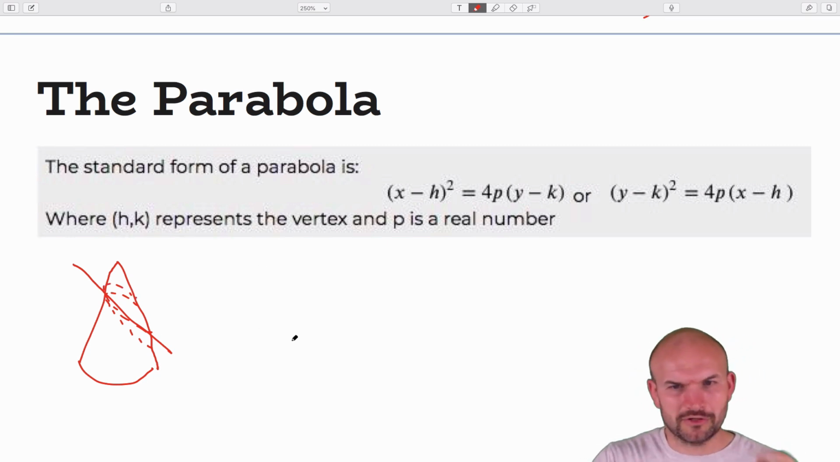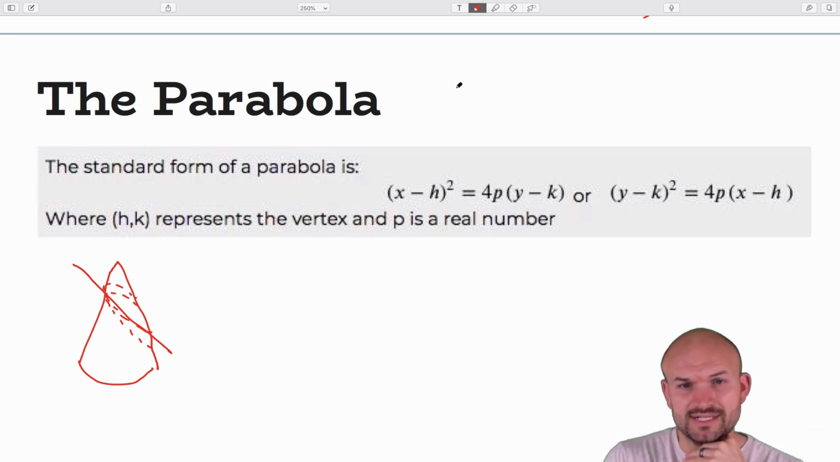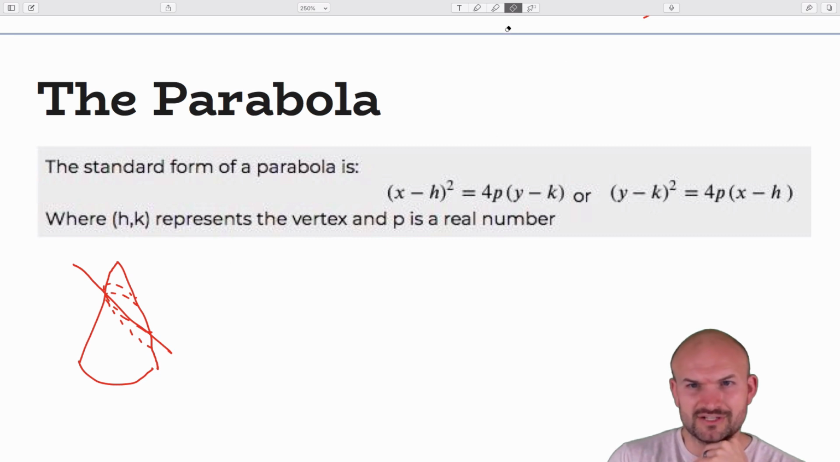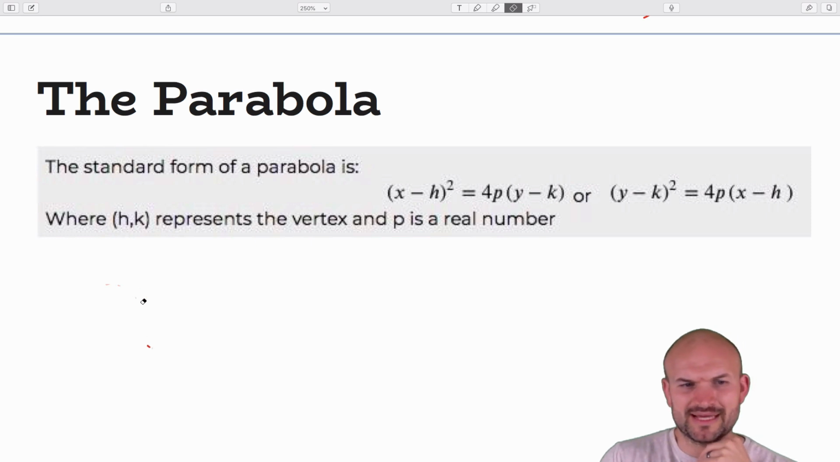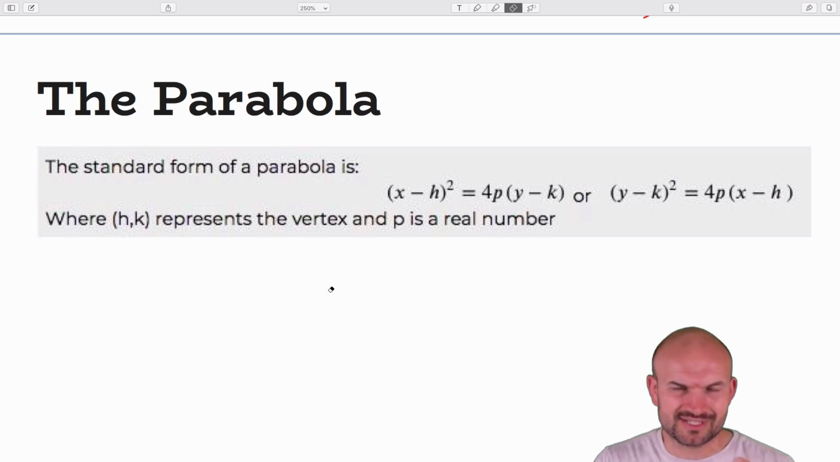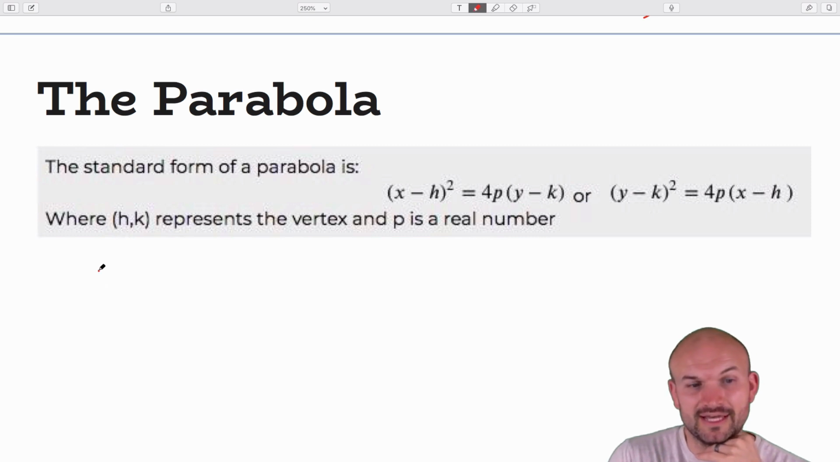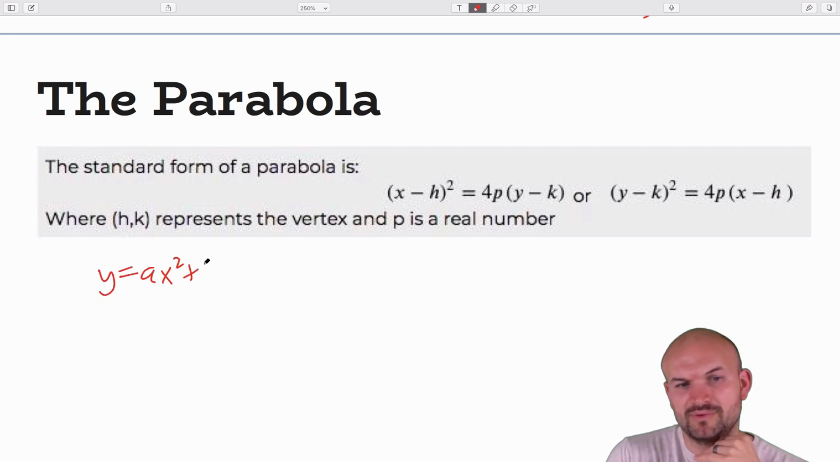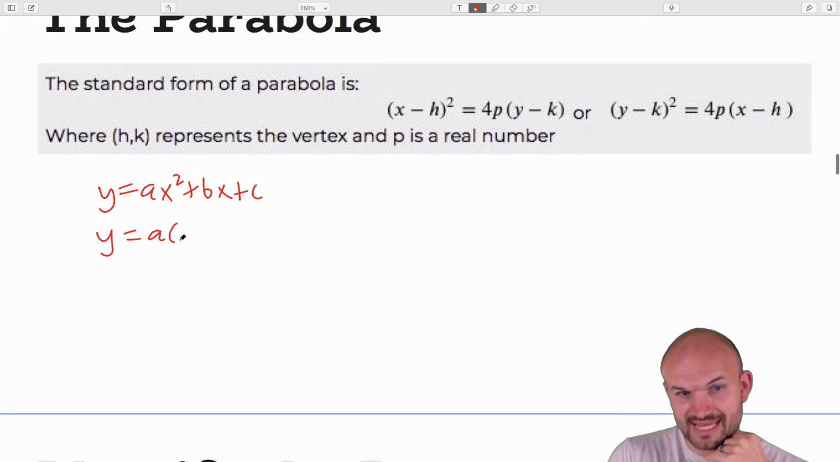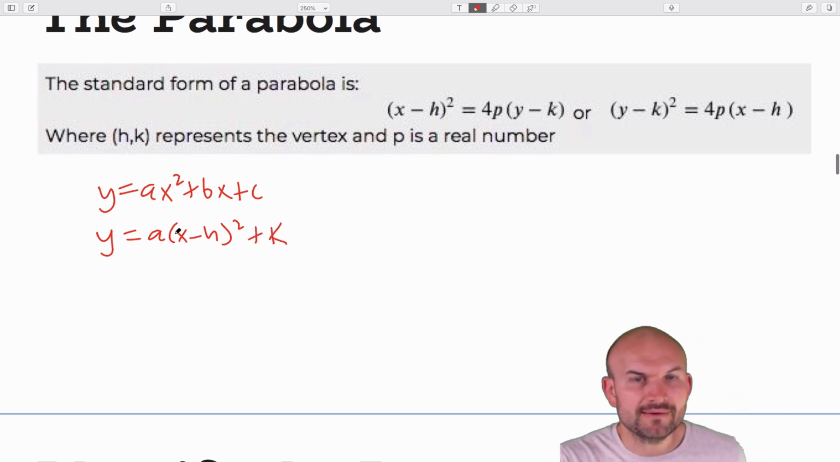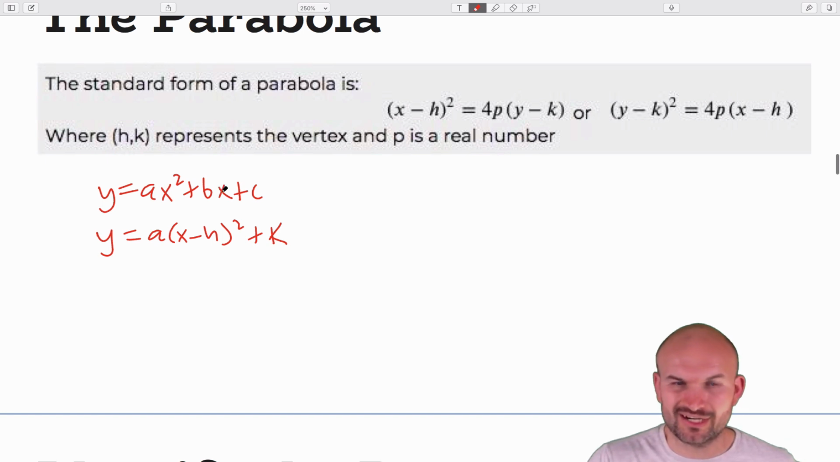But either way, let's go through our standard form, because there's something new here. Obviously the parabola is a conic section. Up to this point, we have already talked about ax squared plus bx plus c, and then we've talked about y equals a times x minus h quantity squared plus k. In this case, a, b, and c were just our coefficients, or constants, and h and k represented the vertex.